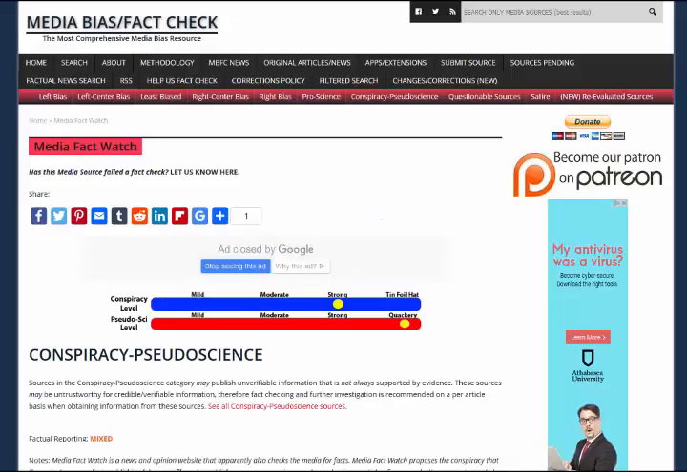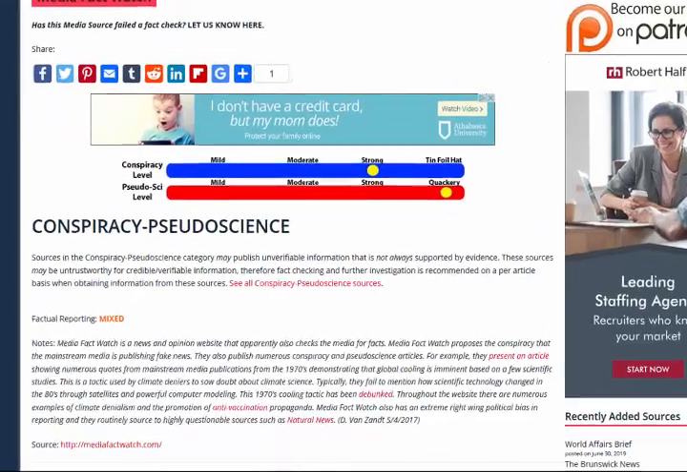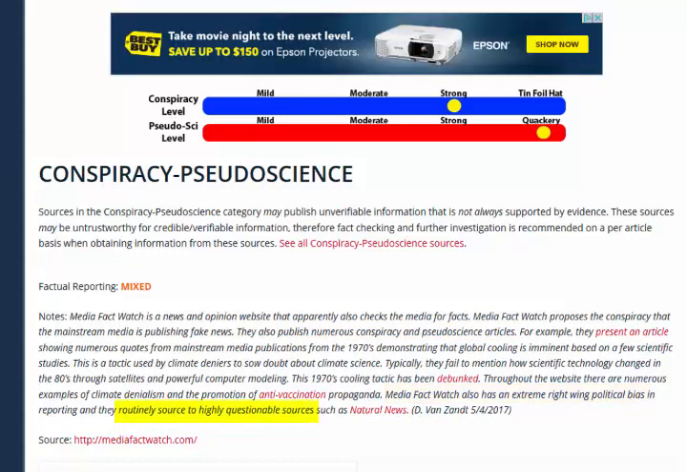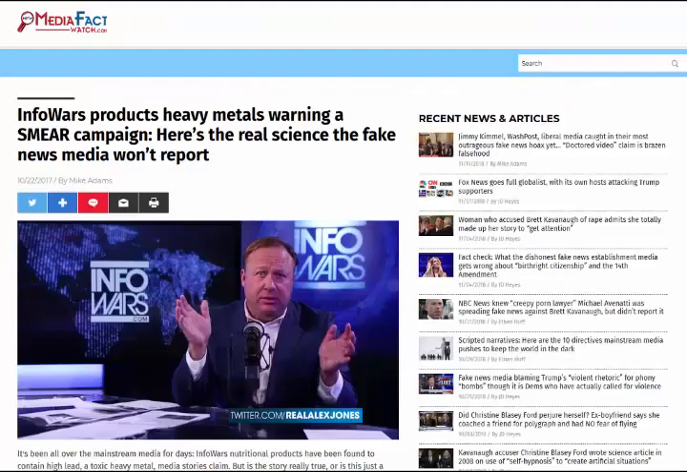Media Bias Fact Check, a reliable resource that I discussed in video 6, notes that Media FactWatch contains some factual information, but they publish numerous conspiracy and pseudoscience articles, and they have an extreme right-wing political bias in reporting and routinely source to highly questionable sources. They also publish faulty science on climate change and vaccines. A closer look at the articles published by this site tends to back up this analysis.